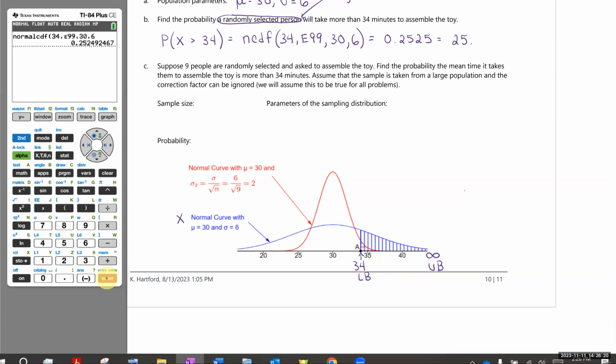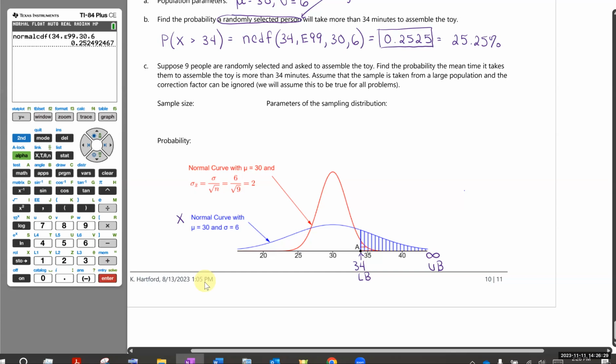So there's a 25.25% chance a person takes longer than 34 minutes to assemble the toy. So on my graph, that's that vertical blue shading. That's, I'd say, a pretty high probability. So that is the blue. And then we're going to see how that compares to what happens with the central limit theorem.